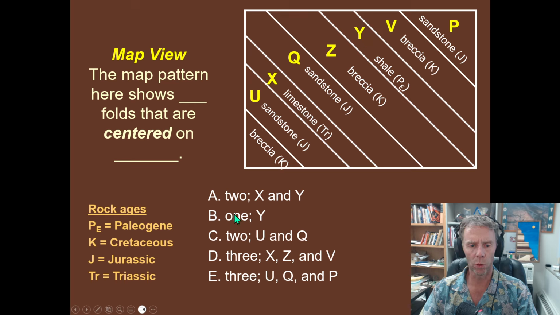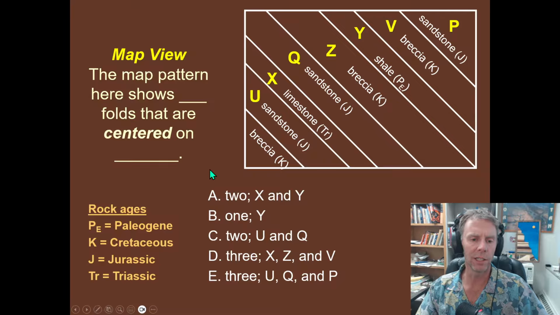So we have two folds centered on X and Y. A was the correct answer. So if you did okay on that one, great. If you didn't, that's all right.